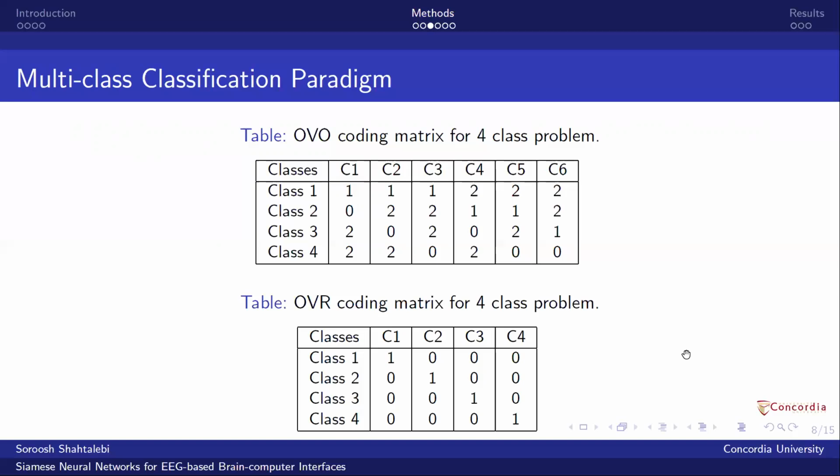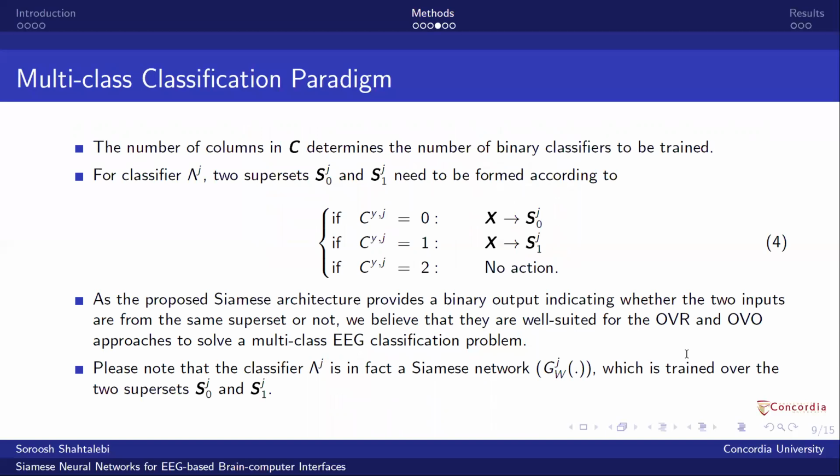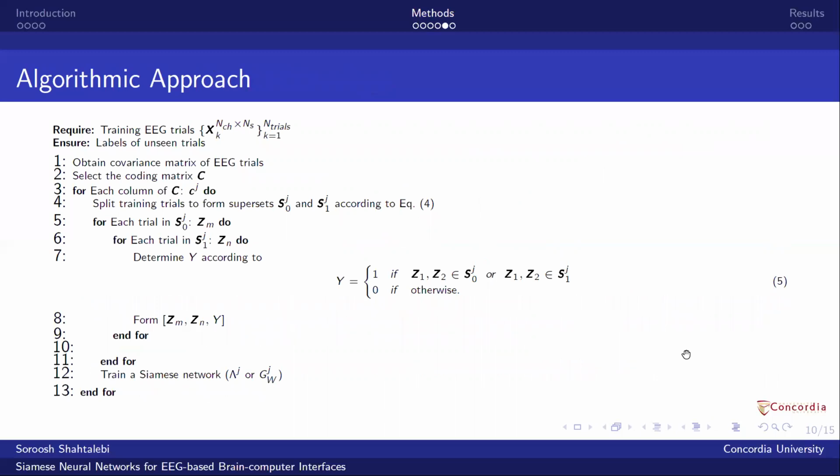Based on the coding matrices that you can see here, for let's say the OVR technique, we have to design 4 different classifiers that are trying to classify the supersets that we can see based on zeros and ones in each column. So here is how we have to define the supersets. All of the trials denoted by 0 form the superset S0J, and all of the trials denoted by 1 form the superset S1J, and all of the items denoted by 2 do not participate in the classification. So we form the supersets, and we use these 2 supersets to train each of the classifiers, I mean each of the Siamese networks. So for OVR, we need to train 4 different classifiers, and for OVO, we need to train 6 different classifiers.